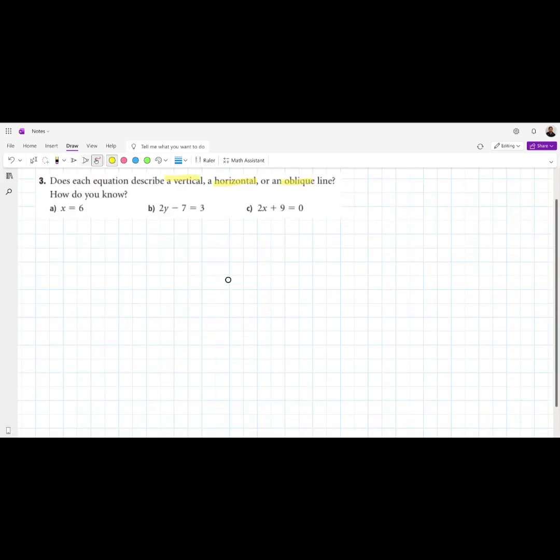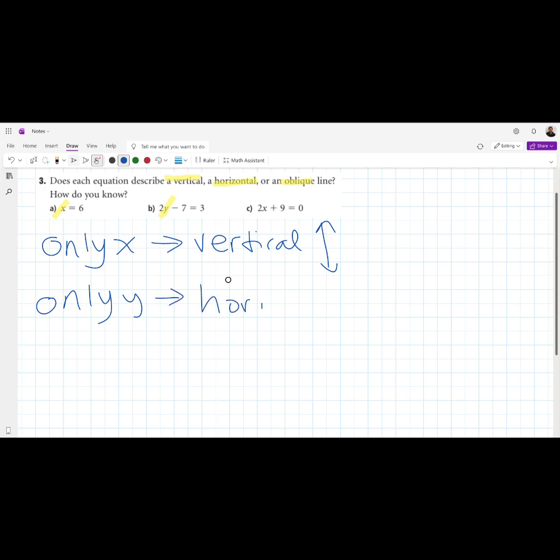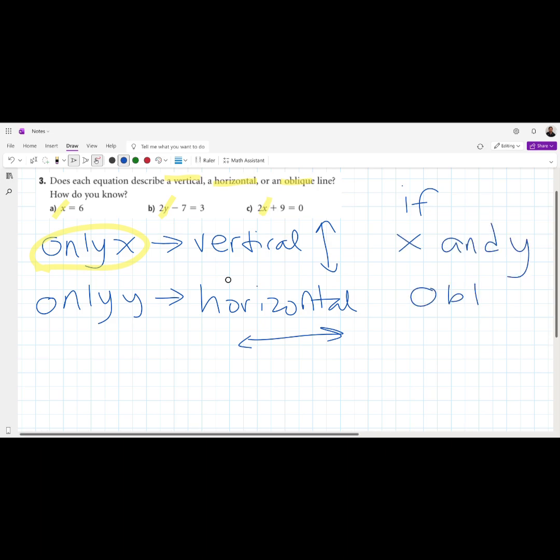Does each equation describe a vertical, horizontal, or oblique line? How do I know? Well, the first equation, I notice there's only an x variable, so I know that's going to be a vertical line. In equation 2, there's only a y variable, so I know that'll be a horizontal line. In the third equation, 2x plus 9, there's only an x again, so it has to be a vertical line. The only way I get an oblique or diagonal line is if the equation has x and y.